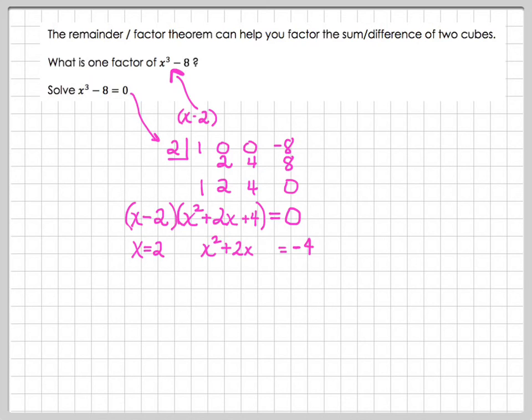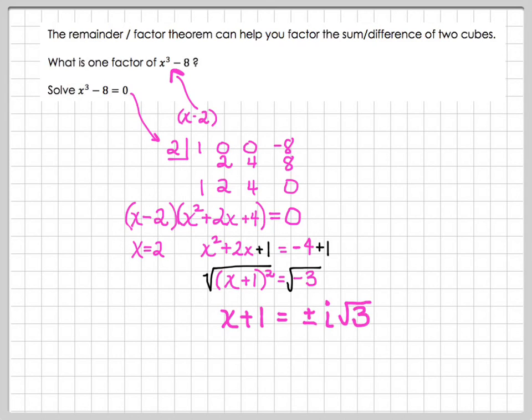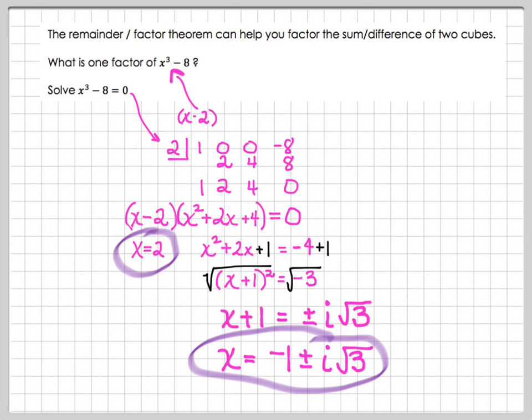So split the b and square it, you get 1. Write it as a perfect squared binomial. Take the square root of both sides. Don't forget that plus and minus. And that square root of negative 3 is the same as i root 3. Subtract 1 from both sides, and there are the second and the third roots.